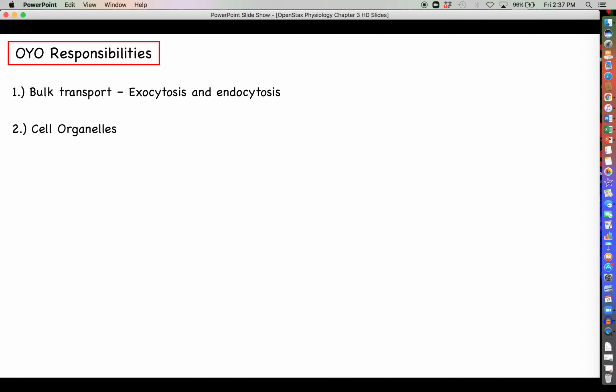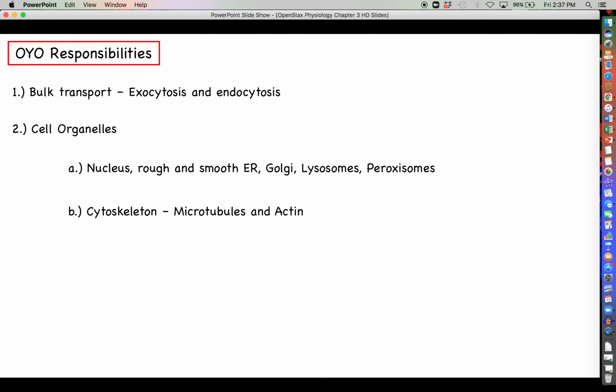Cell organelles, just make sure you get a good appreciation for the general functions of the nucleus, both the rough and the smooth endoplasmic reticulum, the Golgi apparatus, and lysosomes and peroxisomes. As long as you have a general understanding of what those organelles are for, that should be good enough. But for the nucleus and the ER in particular, there is going to be a little bit of extra information that you'll need to know regarding how protein synthesis works.